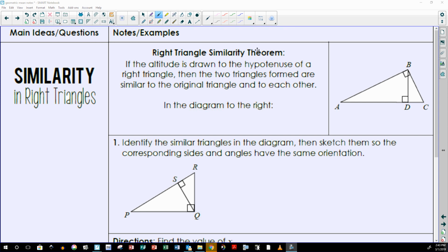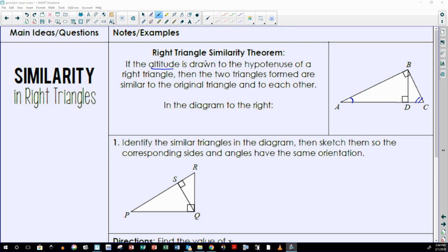So first thing I want you to do is, looking at this diagram here, I want you to put 1 tick mark in this angle. I want you to put 2 tick marks in this angle because they're not equal. This is not a 45, 45, 90. It's not a 30, 60, 90. This is just a plain old regular right triangle. Okay. So what we do is when we have a right triangle similarity, you have to take the altitude that's drawn from the vertex.